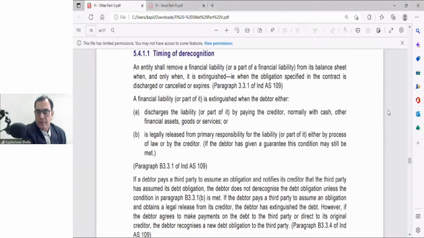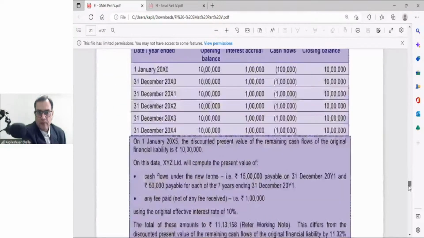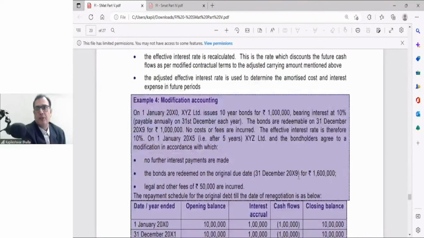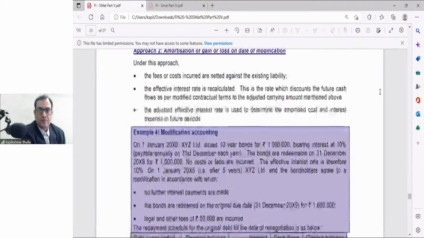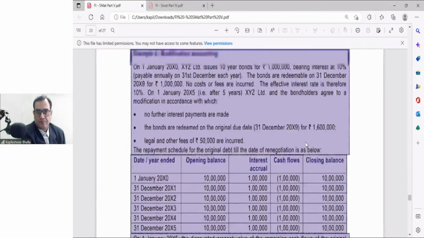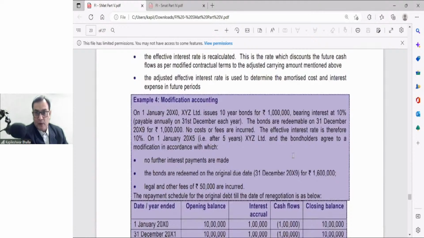So there is a similar example after example number 3, wherein the concept of modification accounting would apply. So let's have a look at this example 4. That's on page number 12.166. So let me just read example number 4. And we'll first apply a 10% test in order to decide whether it is a case of extinguishment or a modification accounting.